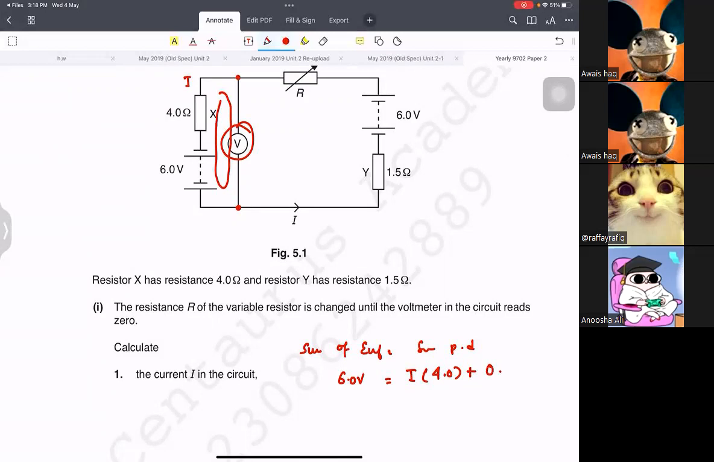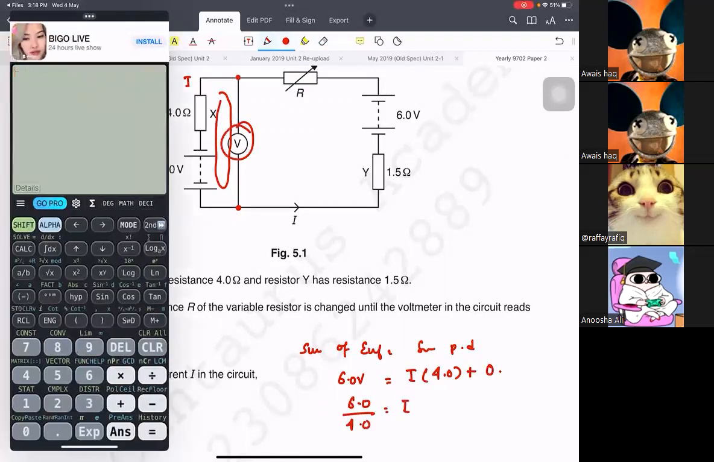So what you do then? I take it there. So 6.0. What I can do is I can just divide 4.0. That's pretty simple. Divide by 4.0. So it has to be 1.5 amperes.